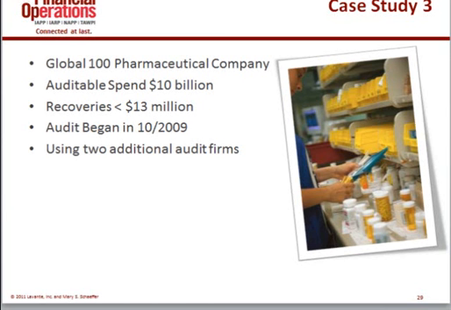Okay, so now we're going to move on to the pharmaceutical company. This is obviously a big pharmaceutical company, with an auditable spend of $10 billion. It's a lot of money. A recovery of $13 million, for any organization, is a big number to put right to the bottom line. Their audit began towards the end of 2009, in October, and there had been 2 additional audit firms in there. So imagine what all the recoveries were. If ever there was a case to make for having a payment audit done, here it is.